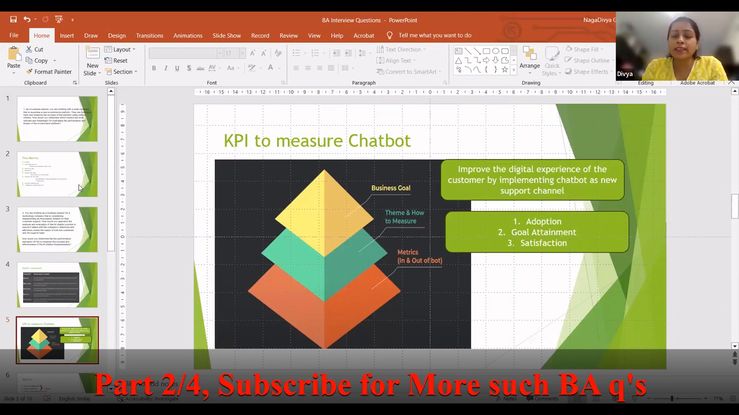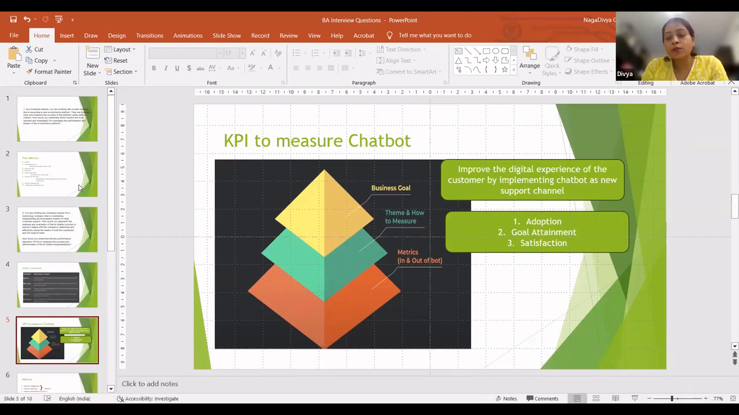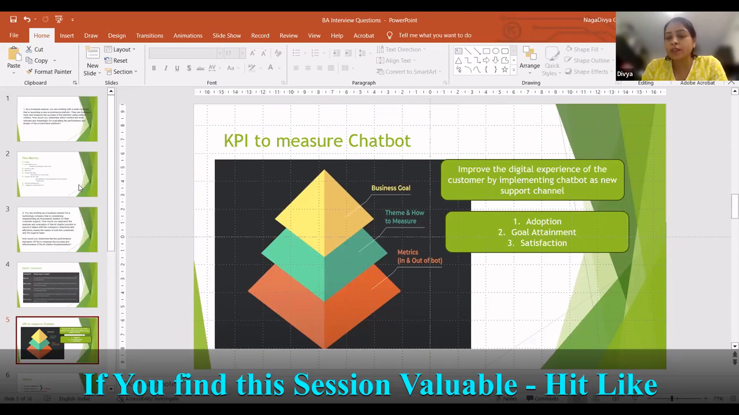Now we are clear that we want to reduce our waiting timelines, and now we need to have the themes. How do you measure these metrics? I mean, once the solution is implemented, how are you going to measure it? So for that, we have taken here 3 themes: adoption, goal attainment, and satisfaction.